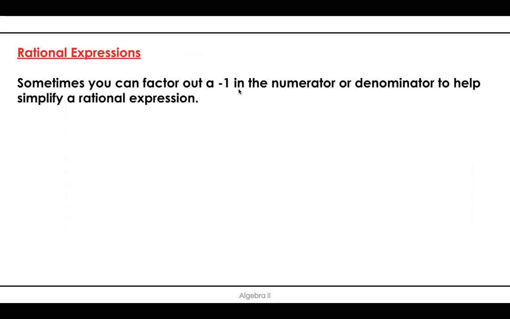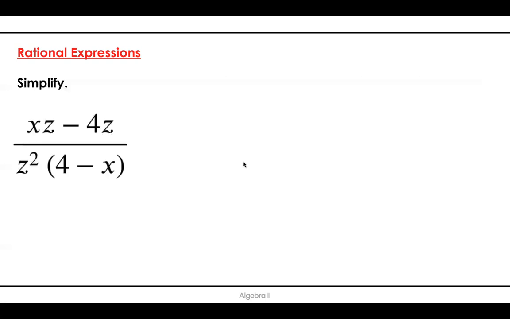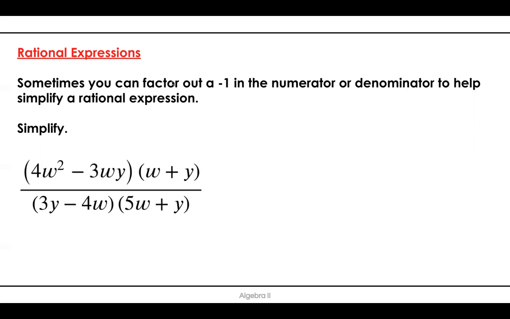So sometimes you can factor out a -1 in the numerator or denominator to help you simplify a rational expression. So here I have 4w squared minus 3wy over 3y minus 4w, times w plus y over 5w plus y. So let's factor that out. So 4w squared minus 3wy, those have a w in common. So I'm going to put a w on the outside, and then I'm left with 4w minus 3y, and then w plus y.